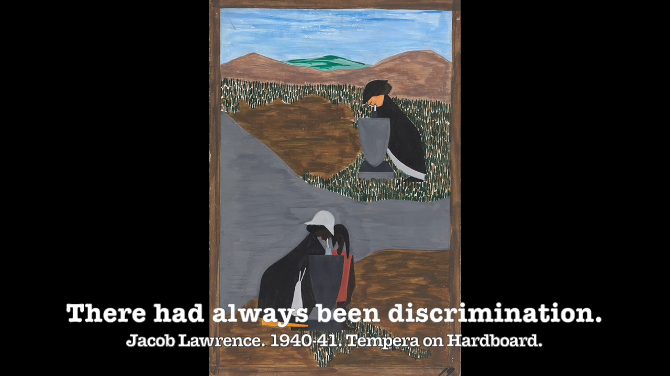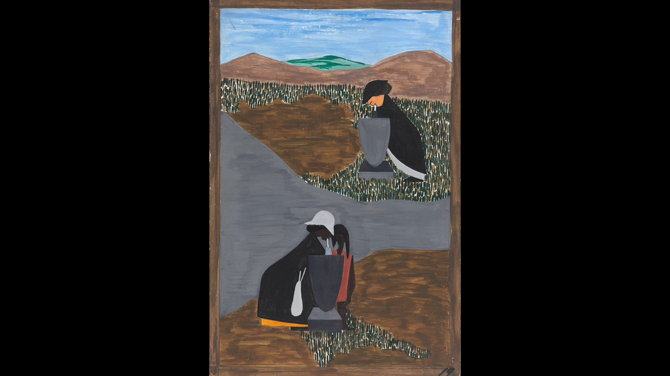There had always been discrimination. In this panel, Mr. Lawrence illustrates the white side and black side. They're separated by the road. But look very closely. What is the difference between the white woman and the black woman? Nothing. They have the same hat, they have the same coat, they have the same look. They are the same other than the color of their skin if they would only let the road get out of the way.